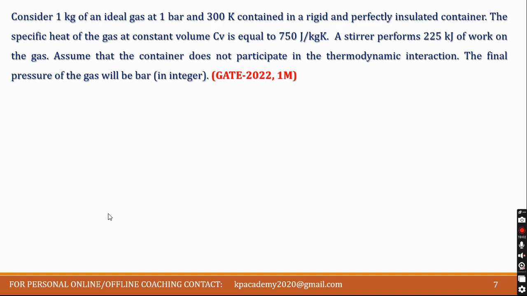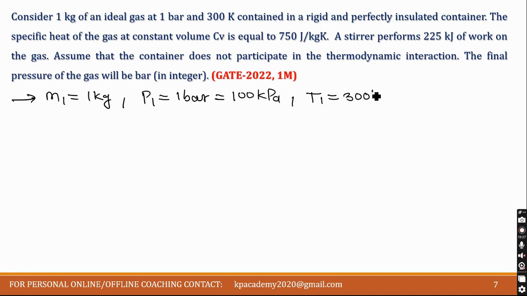So what is given? We have the mass of the gas present inside the container, so we can write m1, it is 1 kg. We have initial pressure P1, that is 1 bar. We can convert it into kilopascal, so 1 bar is equal to 100 kilopascal. Temperature T1 is also given, 300 Kelvin. Cv of the gas is given, 750 joule per kg Kelvin.